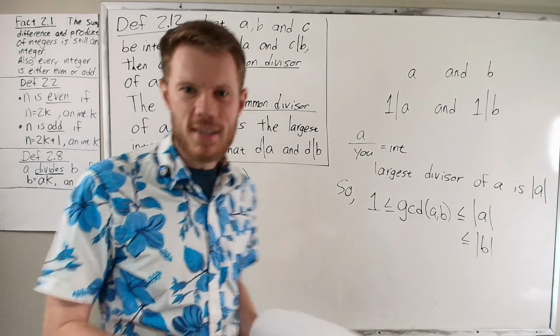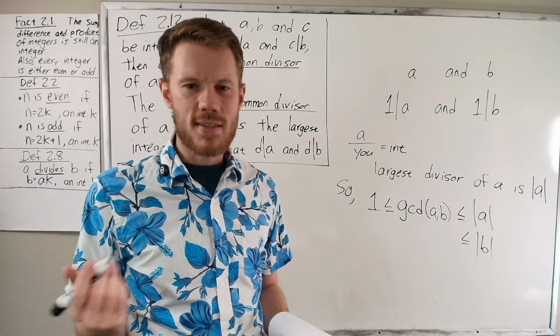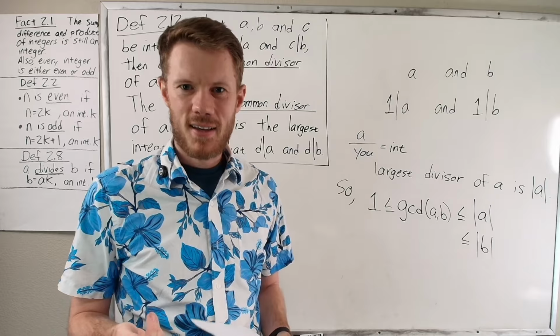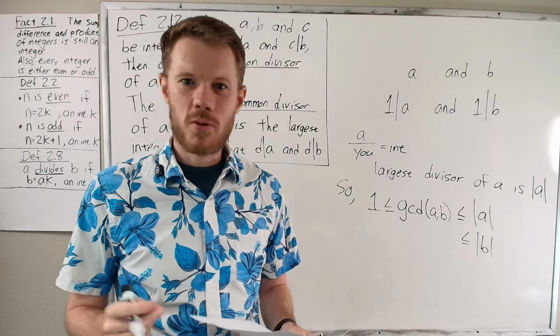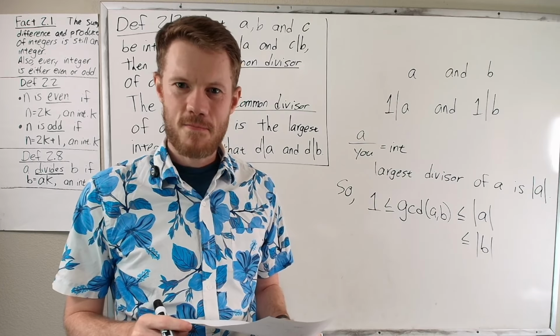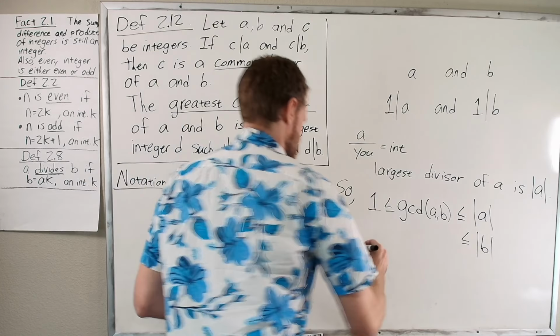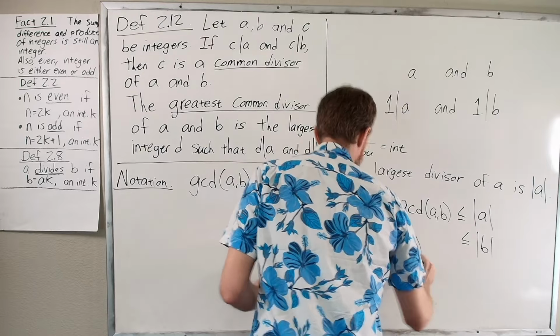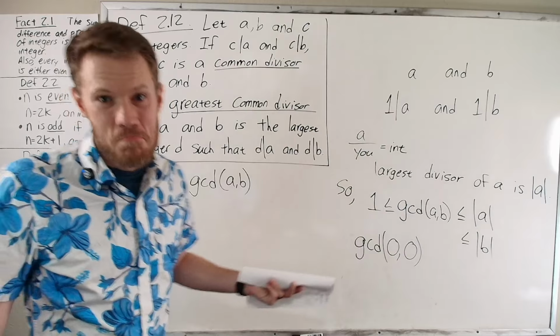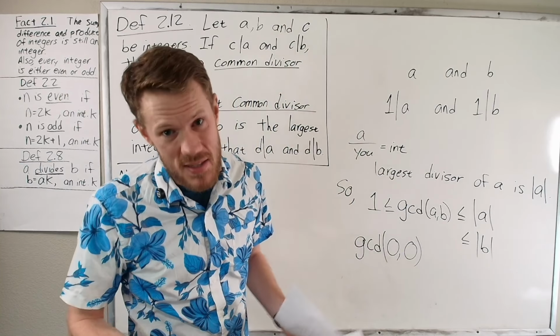Now, I keep saying with one exception. Can you think what the one exception to everything I've been saying is? There actually is exactly one pair of integers for which no GCD exists. Yeah, the GCD of 0 and 0. I just say they're integers. They could be negative, they could be positive, they could also be 0.